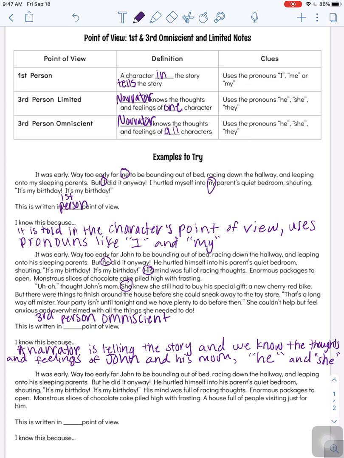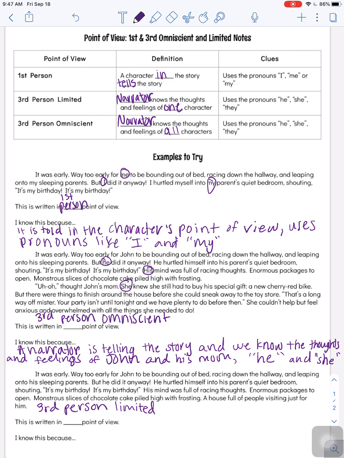So once again, this story is in third person. However, this time, the point of view is third person limited. Okay. And I know that it's in third person because a narrator outside of the story is telling the story. And I know that it's third person limited because we only know the thoughts and feelings of one character.